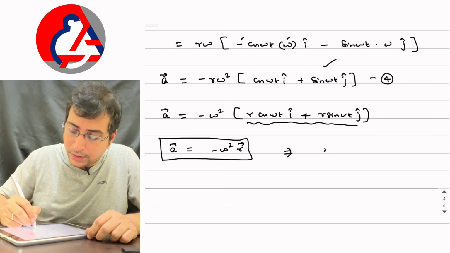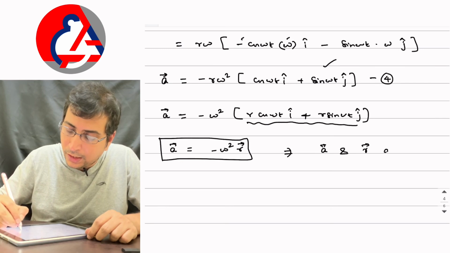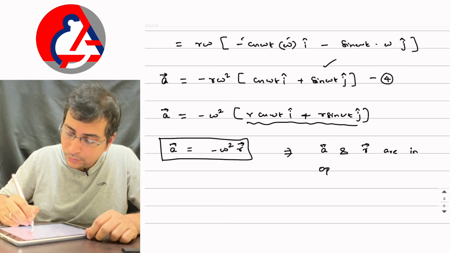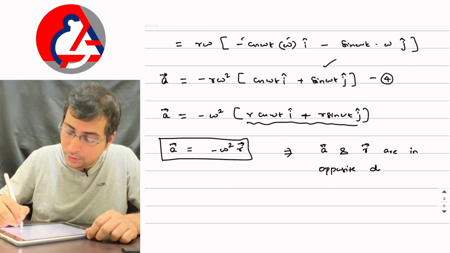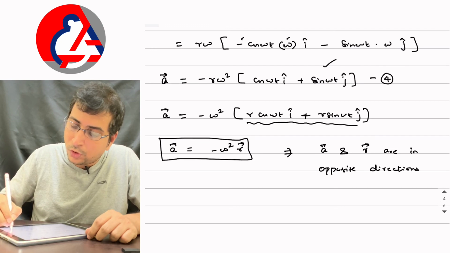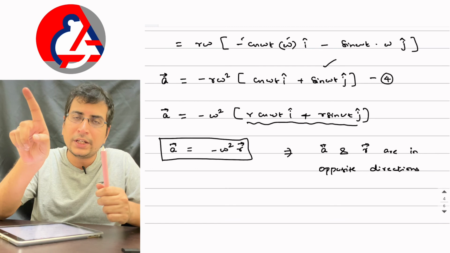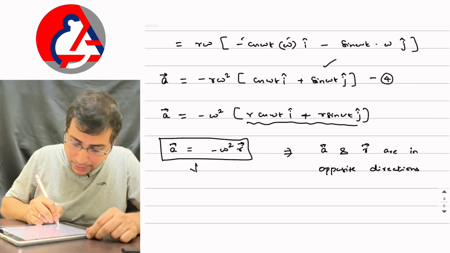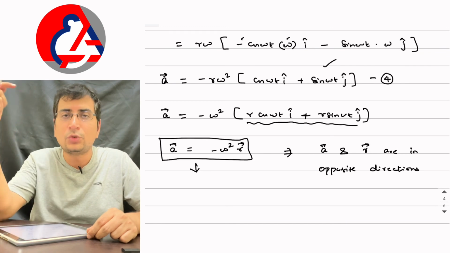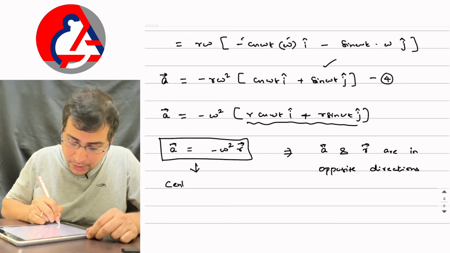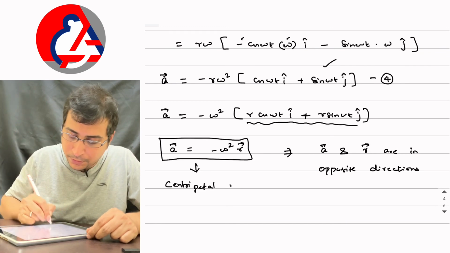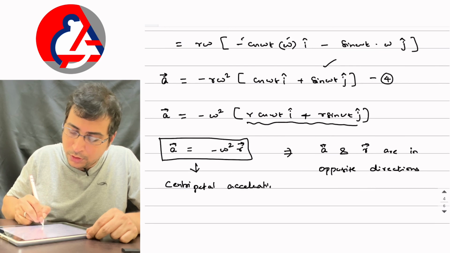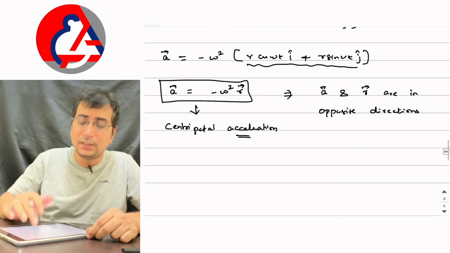From this it is clear that a vector and r vector are in opposite directions. So what is the meaning of this? If the radial vector is in this direction, acceleration is always towards the center, and this acceleration which is always towards the center is what is called the centripetal acceleration. So this is going to be the expression for centripetal acceleration.